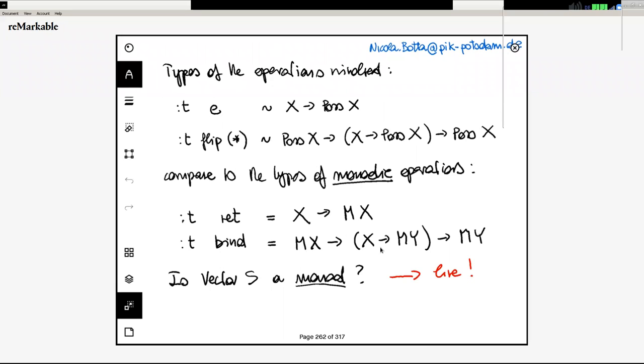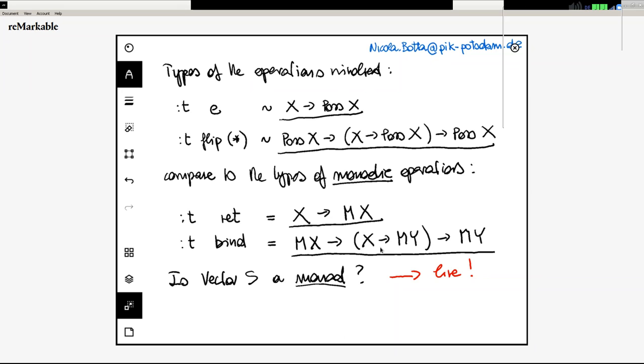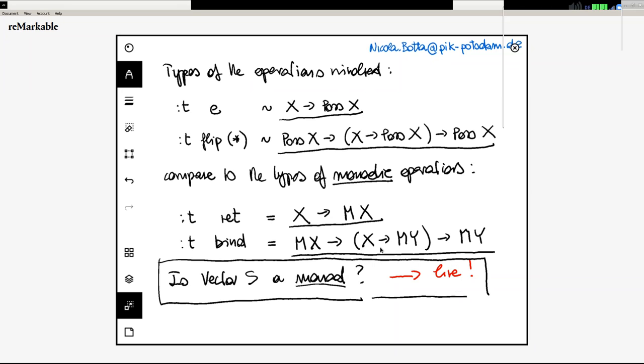And the types of the operations which are involved in this computation are surprisingly similar to the types of the monadic operations that some of you might know from functional programming. And this raises the final question of whether vector S is a monad. And if you look into the Haskell file, you will find an answer to this question, which is positive, with a computation that shows that vector S is in fact a functor, and in particular is a monad. So this is this final wrap up.